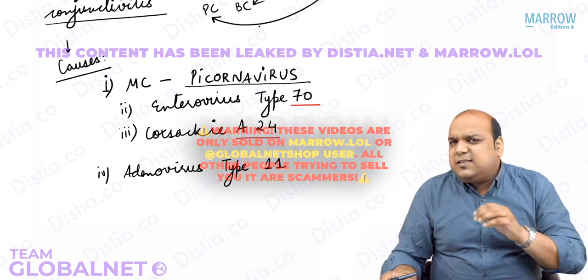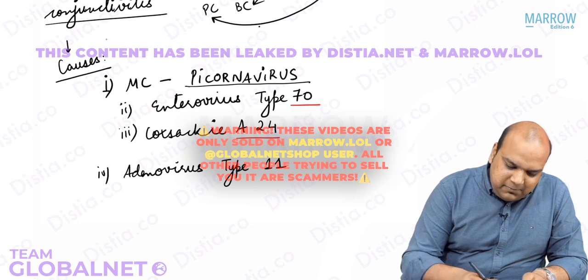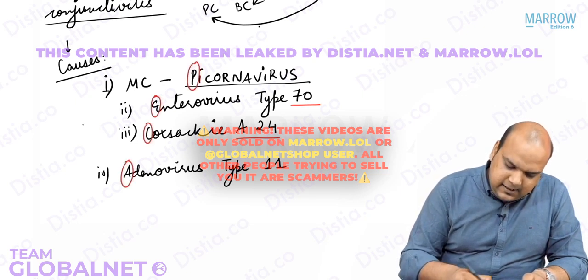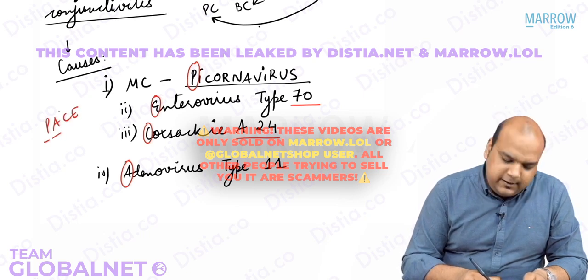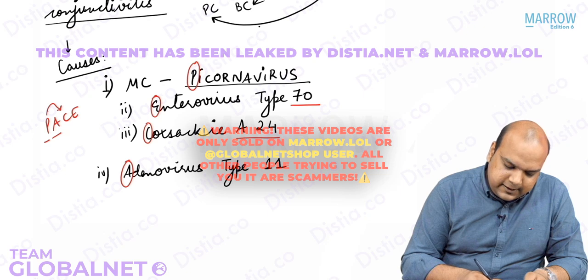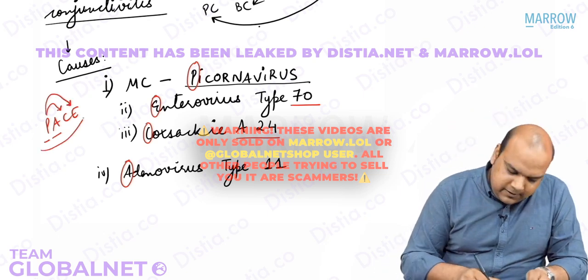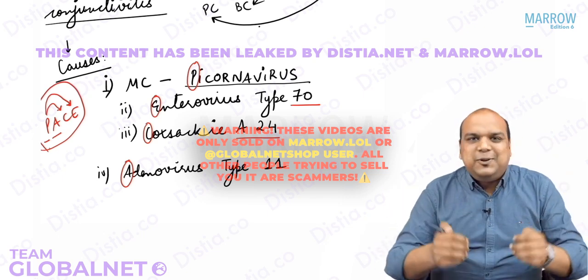This kind of a question has been asked zillion number of times, everybody. Please do remember them. To remember them, PACE. This is what you can use. Picornavirus, adenovirus, and then 2 types of picornavirus, that is Coxsackie and enterovirus, PACE. Okay, everybody? There can be various other mnemonics which you can form. Your wish, which way you remember.